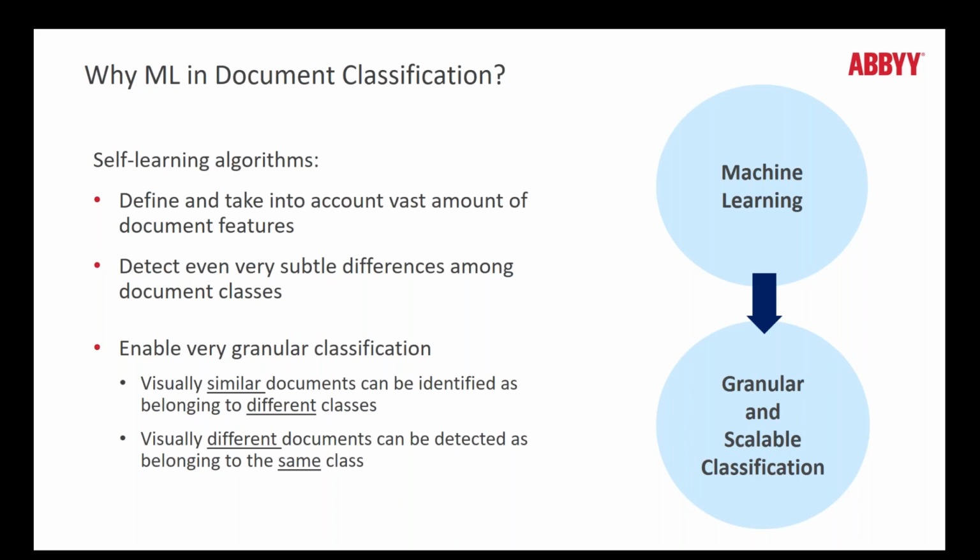So with machine learning, with these algorithms, we are able really to take into account a very large amount of document features, to detect very subtle, almost invisible differences among document classes, and even define very flexibly the classes. And you will see it later, that, for example, visually very similar documents can still be identified as belonging into two different classes, and vice versa. Visually very different documents can belong to the same class.